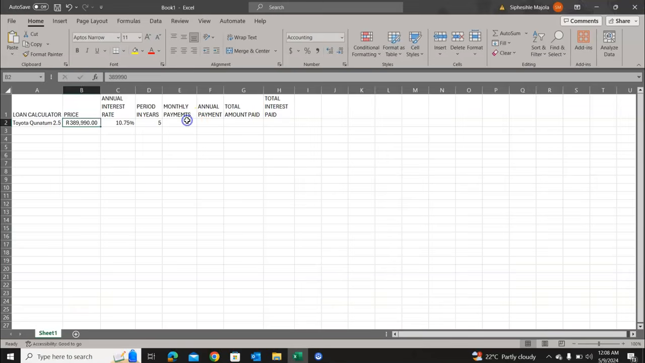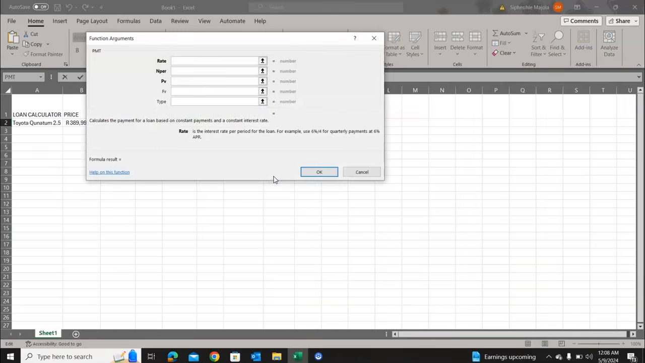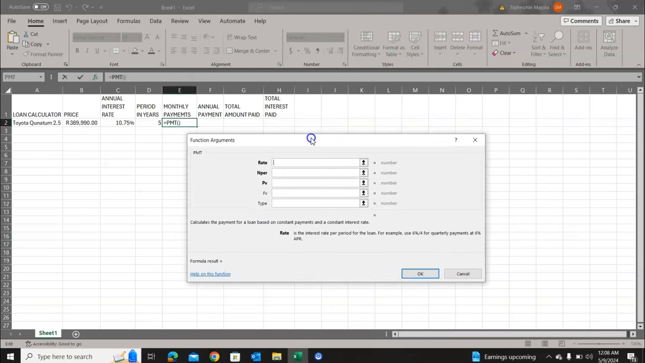So for the PMT formula, I don't know how you have been taught to retrieve formulas or functions, but I go into the function button, fx, and then I search for the PMT formula, and then I press go, and there goes my formula. You can always pause and rewind if you need to.